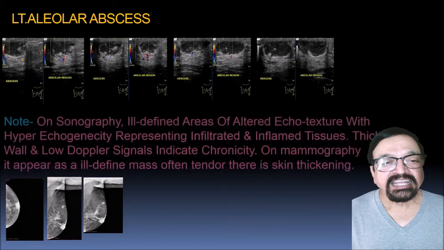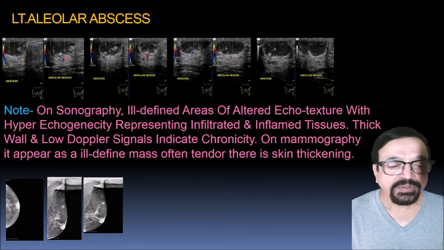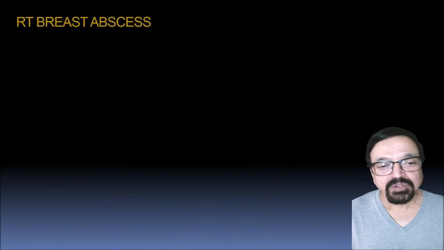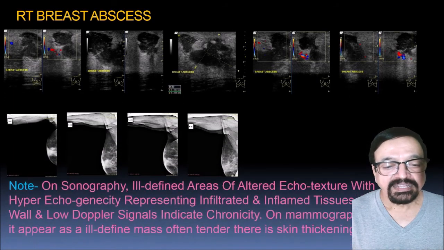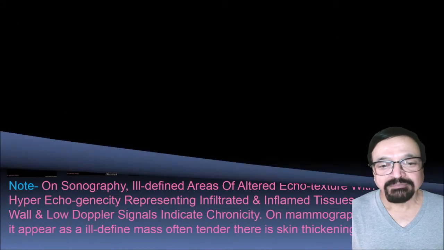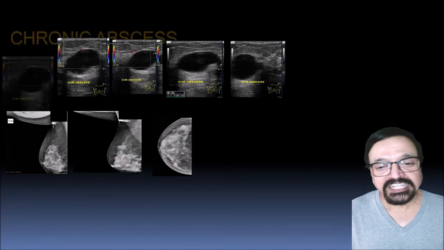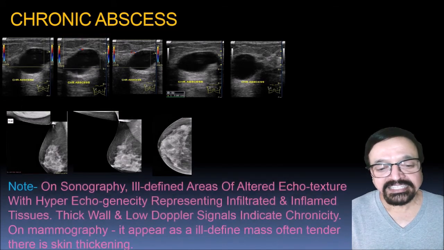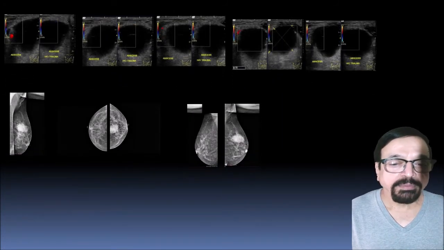Then it is an areolar abscess. You can see it on ultrasound, you can see it on mammography also. These are different locations, different positions, inflamed collection, inflammatory abscesses are seen, multiple cases here. The pathology is inflammatory collection. So abscess was a probable diagnosis.